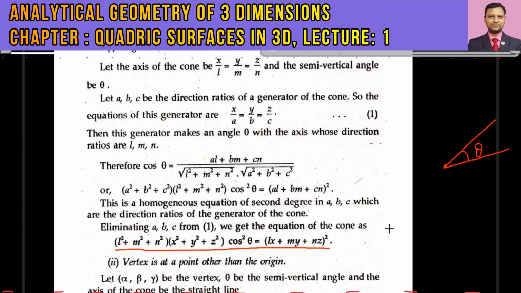And the same process can be applied if, in place of the origin, we consider any arbitrary vertex alpha, beta, and gamma.